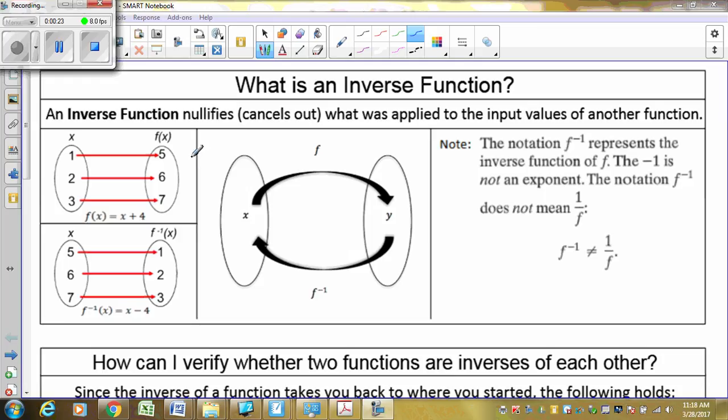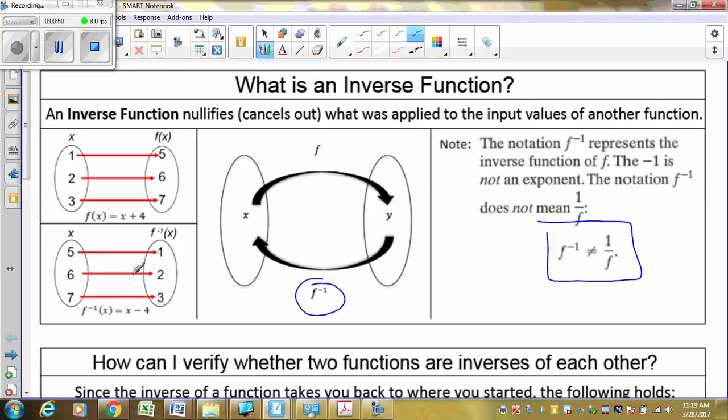Okay. So the inverse function is going to nullify and cancel out. Basically, we're just going to go backwards. So here's a little picture of this. You go from x to y and then back to where you started. And we use this notation right here to represent the inverse function. So don't be confused, it doesn't represent a -1 exponent. These two things are not equivalent. It's just a notation, so we don't get confused. One's a function, one's the inverse.